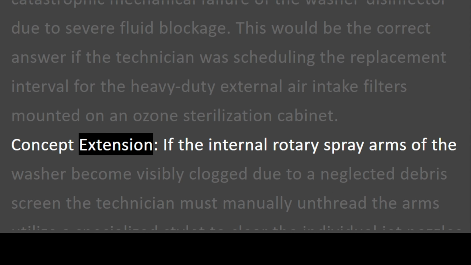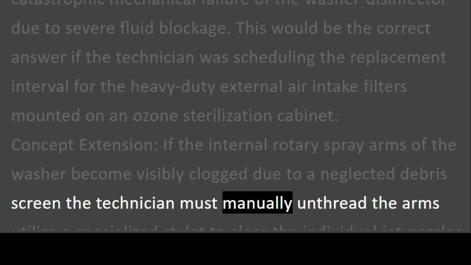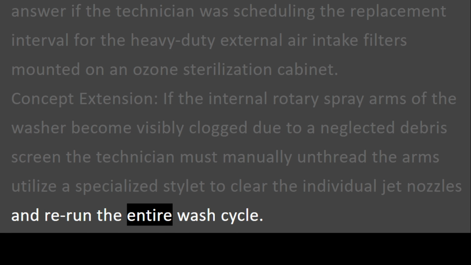Concept extension. If the internal rotary spray arms of the washer become visibly clogged due to a neglected debris screen, the technician must manually unthread the arms, utilize a specialized stylet to clear the individual jet nozzles, and rerun the entire wash cycle.